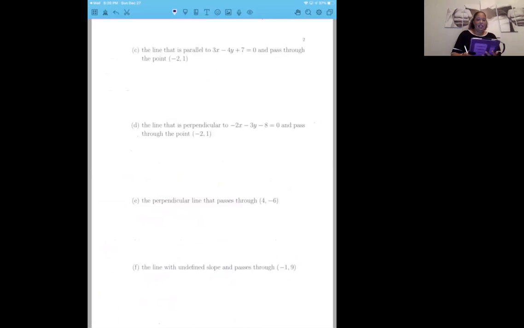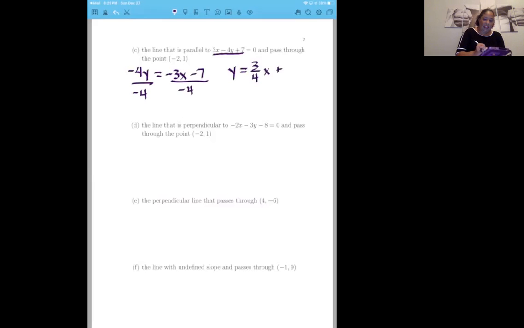The next one says the line that is parallel to 3x minus 4y plus 7 and passes through the point (-2, 1). I have a point. What do I need? I need a point and a slope. They say it's parallel to this line. Now I don't know what the slope is of this line just by looking at it, but if I rewrite it in the correct form, I'm going to subtract 3x from both sides, and 7. And now I'm going to divide both sides by -4. So I get y equals 3/4 x plus 7/4.